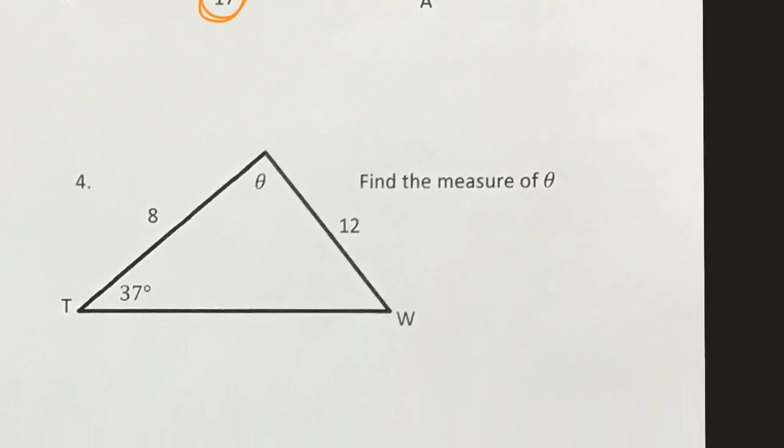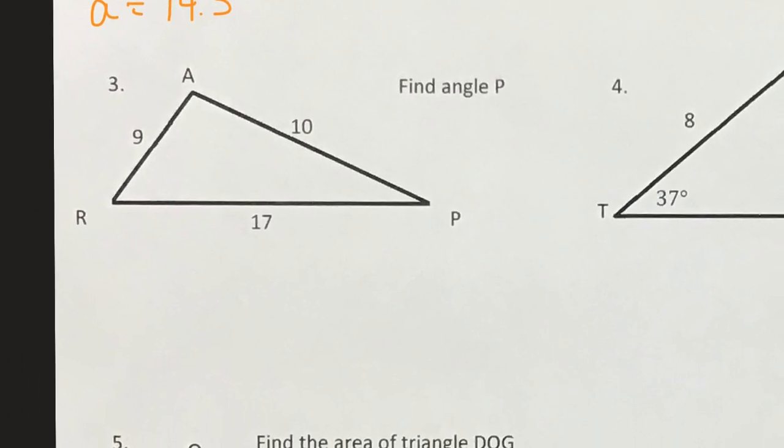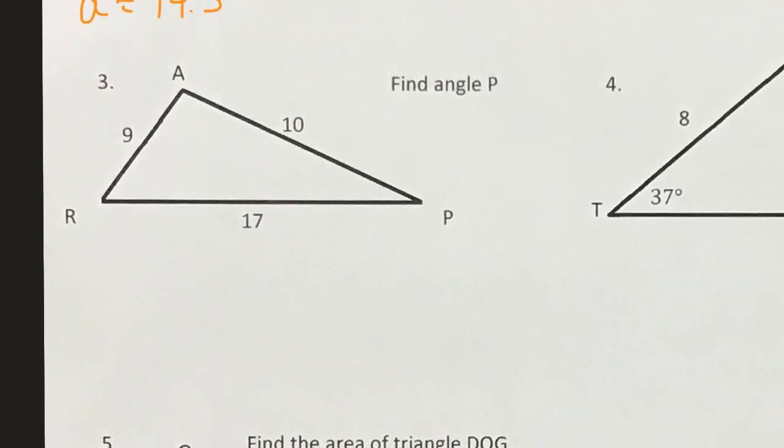Okay, what else do we need here? Let's come over here for number 3. Find the measure of angle P. So here's angle P. Once again, we have 3 sides, so we're going to set up a law of cosines formula and solve for angle P.